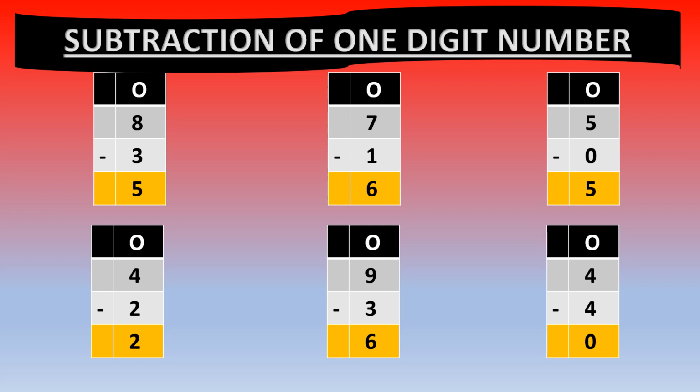4 minus 2 equals 2. Count the number 4 on your fingers and then reduce 2 from it. Then count the rest of your fingers, that is 2.